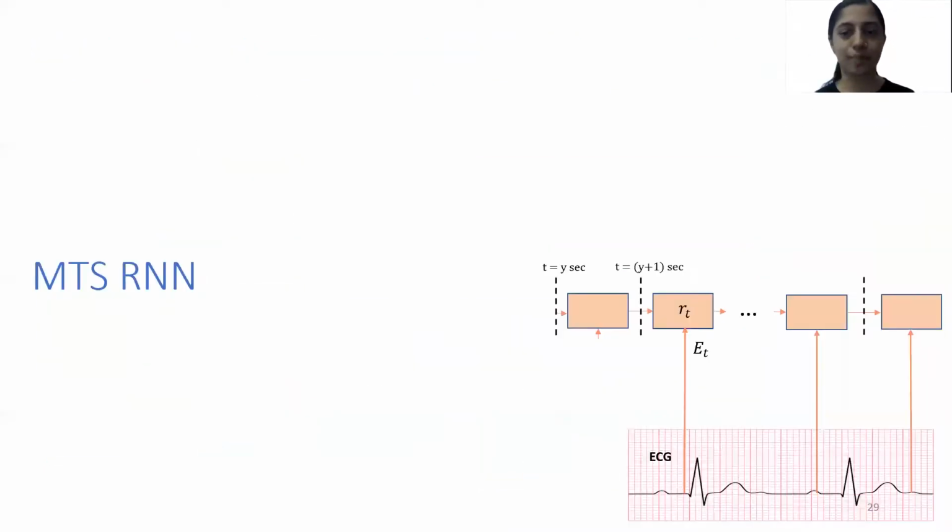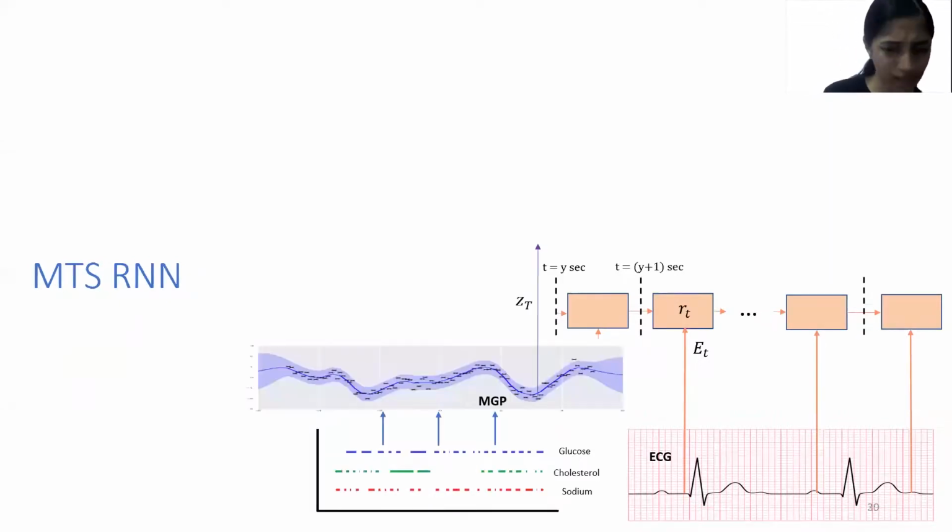So let's look at the bigger picture again. We have an ECG, which is running at high frequency. We have a per second level RNN, which models this ECG. Then we have the sparse time series of laboratory readings, and this is modeled through a multitask Gaussian process, and we obtain the latent function at the hour, the time point that we're interested in.